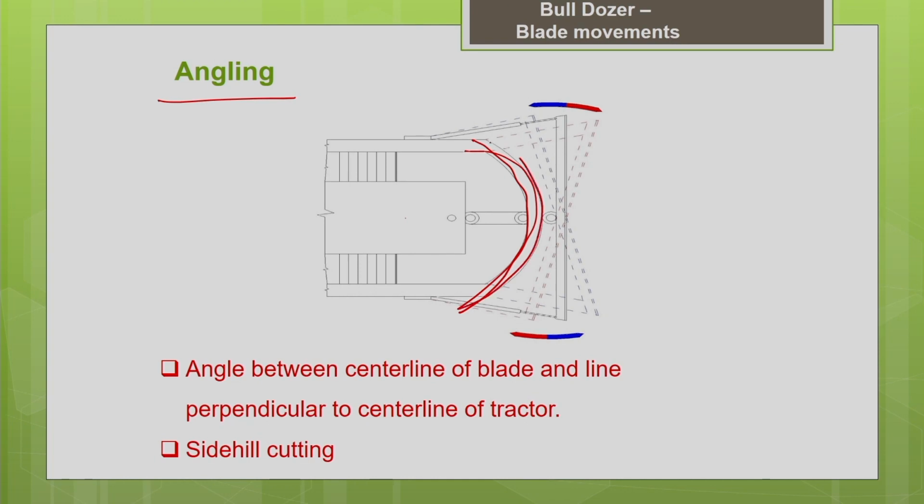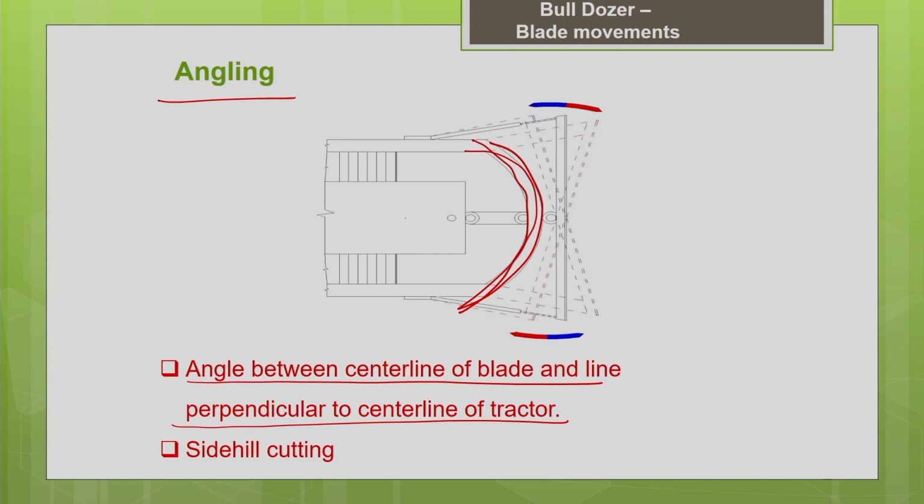But in some dozers where you have this kind of C-frame connection between the tractor and the blade, there is a possibility to angle the blade either to the left or to the right, to a maximum of say 25 degree. Basically the angle refers to the angle between the center line of the blade and the line perpendicular to the center line of the tractor.